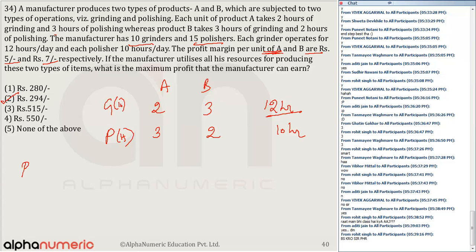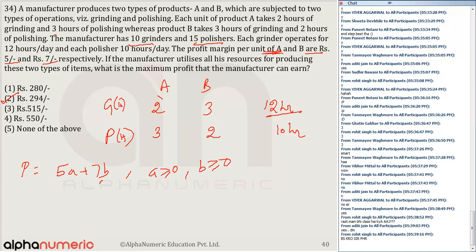तो प्रॉफिट, व्हाट इज द प्रॉफिट? प्रॉफिट इज इक्वल टू 5A प्लस 7B, ठीक है ना? वाई? बिकॉज पर यूनिट ऑफ ए द प्रॉफिट इज 5, पर यूनिट ऑफ बी द प्रॉफिट इज 7, सो द टोटल प्रॉफिट इट मस्ट बी इक्वल टू 5A प्लस 7B. और क्या क्या है? ए हैज टू बी ग्रेटर देन इक्वल टू 0, बी हैज टू बी ग्रेटर देन इक्वल टू 0, ठीक है?